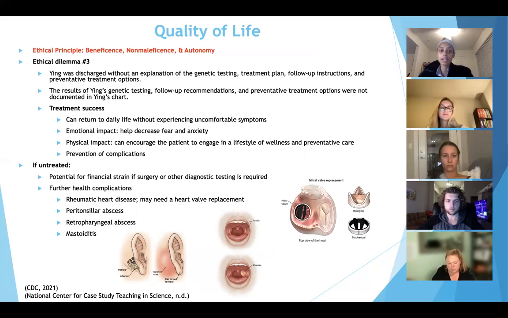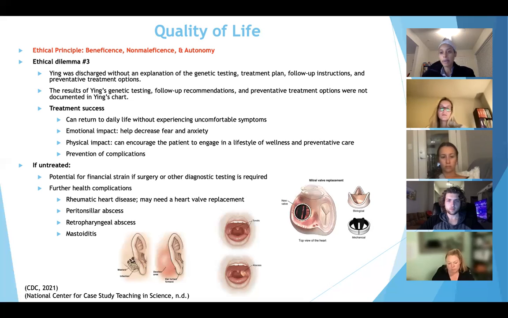Her emotional impact would be that she may experience decreased fear and anxiety, because understanding your disease and building that rapport with healthcare members can really help her grow trust in the Western medical system. A physical impact is that she could learn more ideas about lifestyles of wellness and how to attend to her preventative care if she were to come upon rheumatic disease. And also, one of the most important things is to prevent complications.